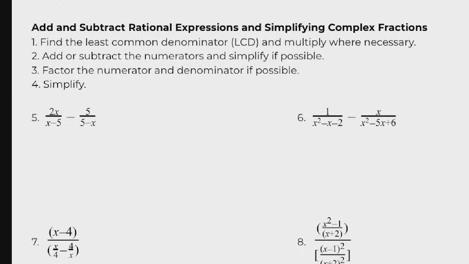Next is adding and subtracting rational expressions and simplifying complex fractions. So first you'll want to find the least common denominator and multiply where necessary. Add or subtract the numerators and simplify if possible, and factor the numerator and denominator if possible to see if you can simplify anything.